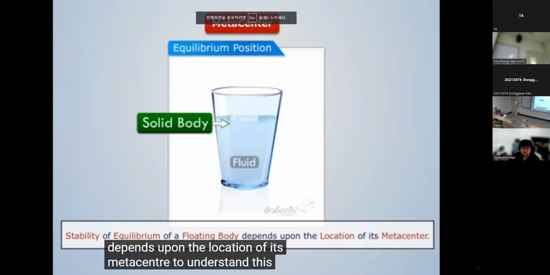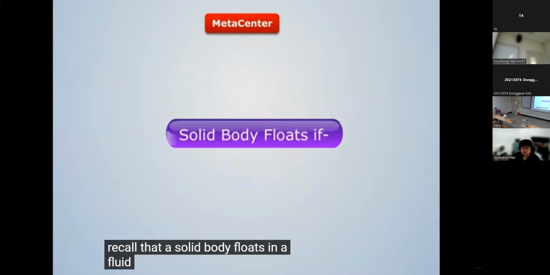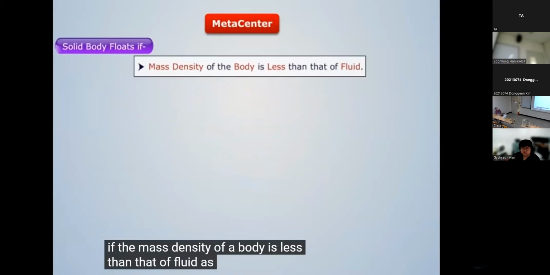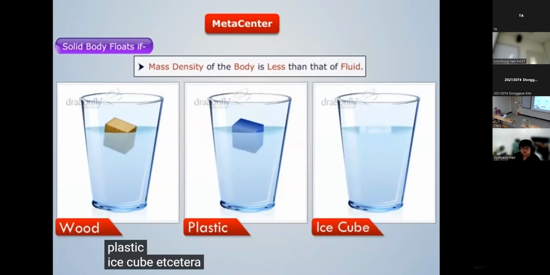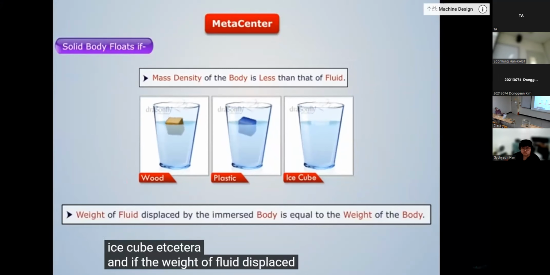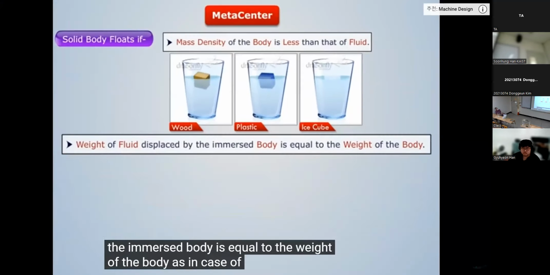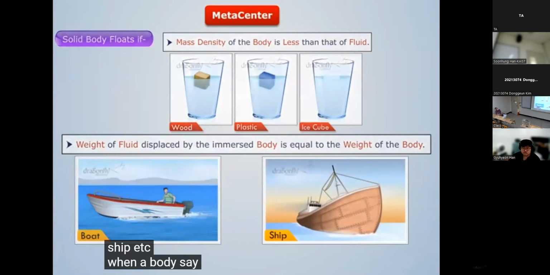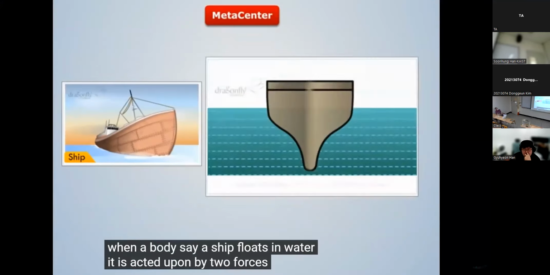Metacenter. To understand this, let us recall that a solid body floats in a fluid. If the mass density of a body is less than that of fluid, as in case of wood, plastic, ice cube, etc., and if the weight of fluid displaced by the immersed body is equal to the weight of the body, as in case of boat, ship, etc., when a body, say a ship, floats in water, it is acted upon by two forces.